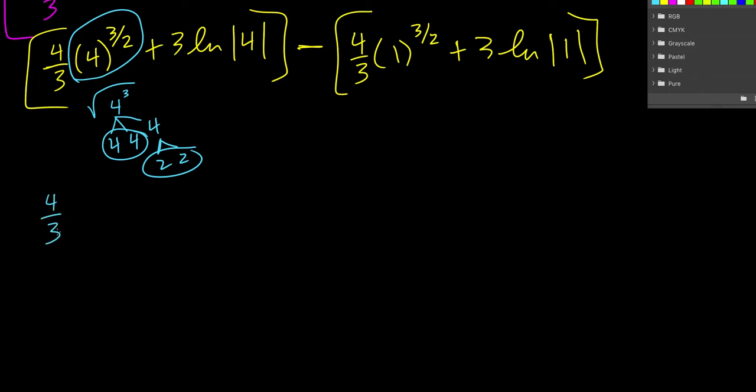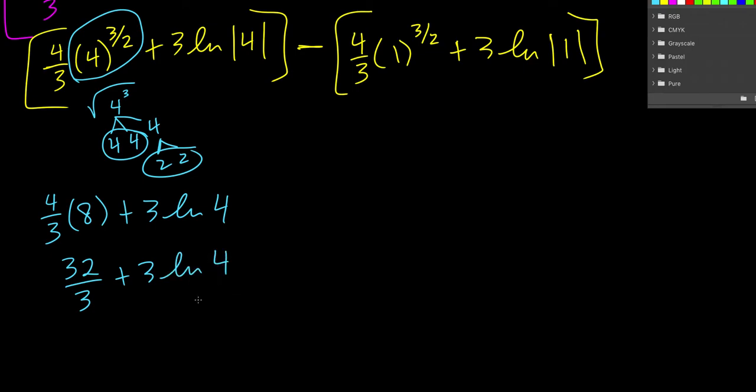So we get 4/3 times 8 plus 3 natural log of 4, because the absolute value of 4 is just 4. Okay, if we do 8 times 4, we get 32. So we get 32/3 plus 3 natural log 4. All right, so that's that first pair of brackets. We get a minus sign. Okay, 1 raised to anything is going to give us 1, so this is just 4/3.